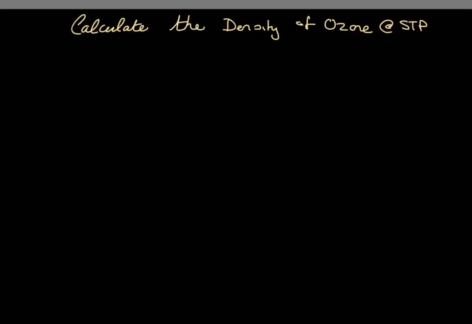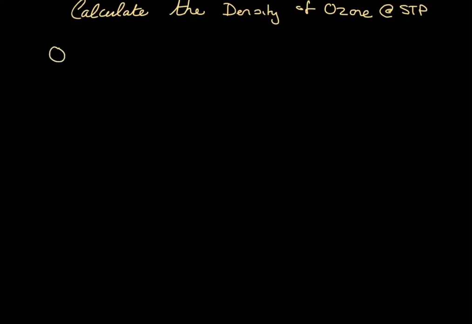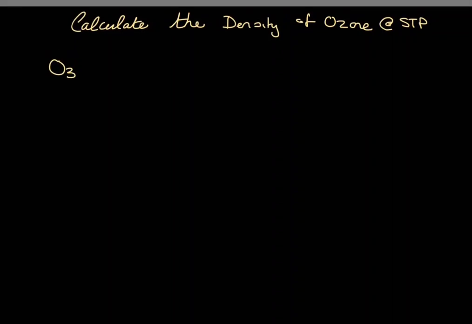So I'll give you one now to do. Okay, so here it is. Calculate the density of ozone at standard temperature and pressure. If you need a hint, ozone has chemical formula O3. So you can pause now and try and find the density of ozone.